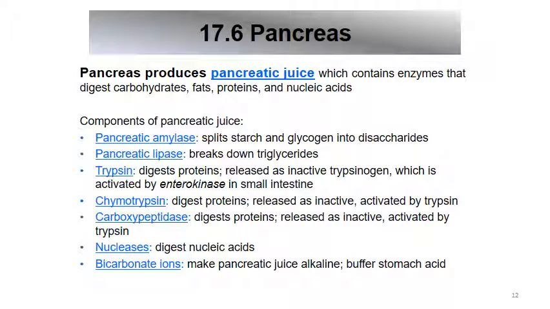Okay, so now next, the pancreatic juice. As I was saying, the pancreas makes these enzymes that can break down carbohydrates, fats, proteins, and nucleic acids. And so here are some examples. You don't need to memorize these, but I put these in here just to show you what these enzymes break down.